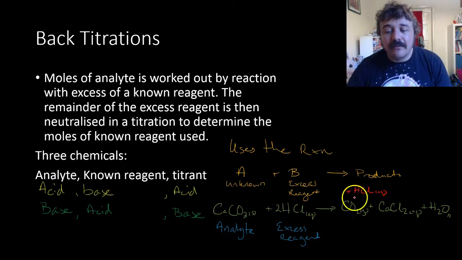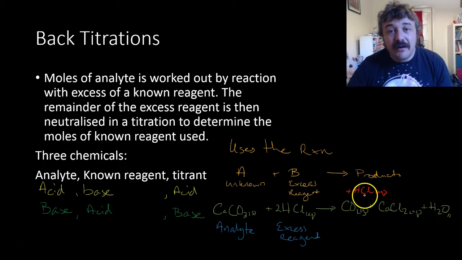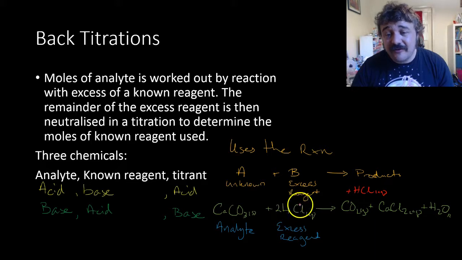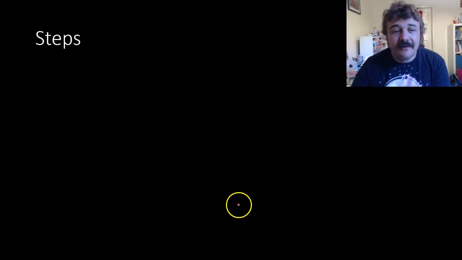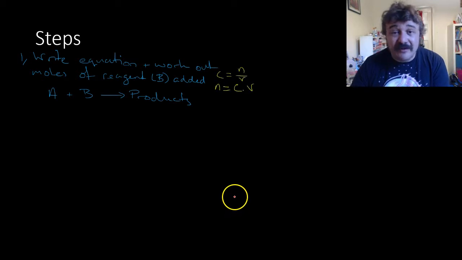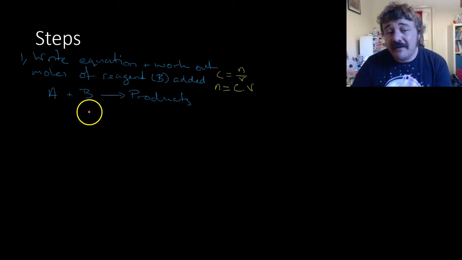and you wouldn't write that in your equation, but you will then work out how much is left over, and that will allow you to work out how much of this was used, so how much is left over, then you'll work out how much was used, and you'll use that to work out how much of this there was in the first place. So the steps, pretty simple. You write the equation out, and you work out the moles of reagent B that were added.